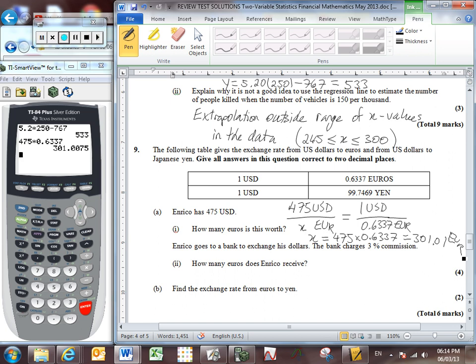Enrico goes to a bank to exchange his dollars. The bank charges a 3% commission. How many euros does Enrico actually receive? So the 3% commission is coming off the top of his US dollars. So let's see how much that is. 475 dollars is being acted upon by a 3% commission.